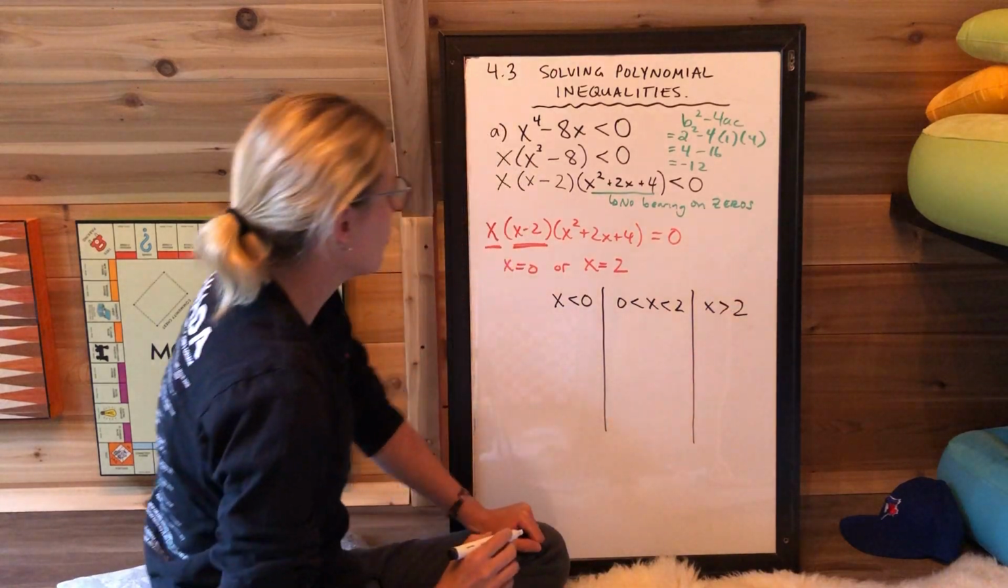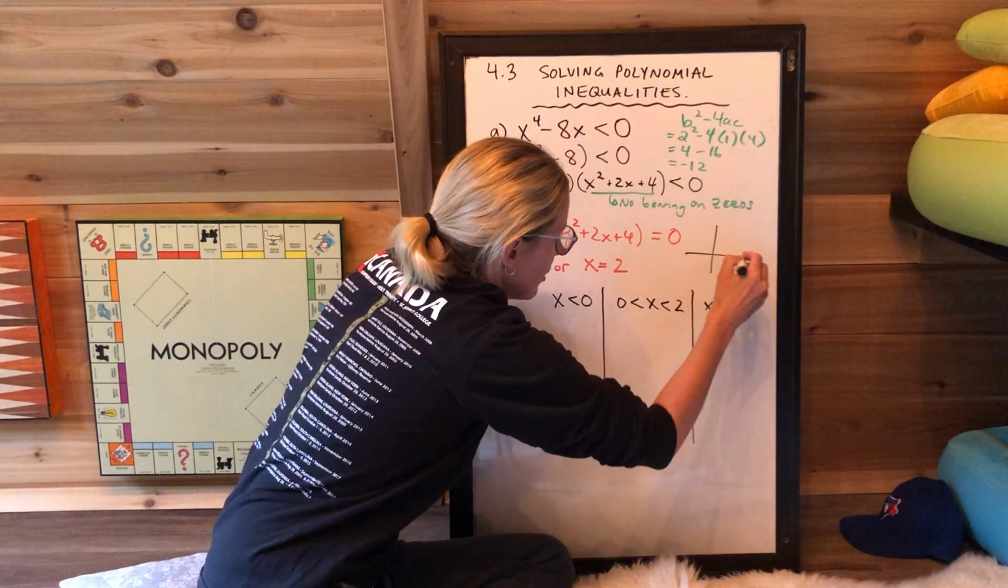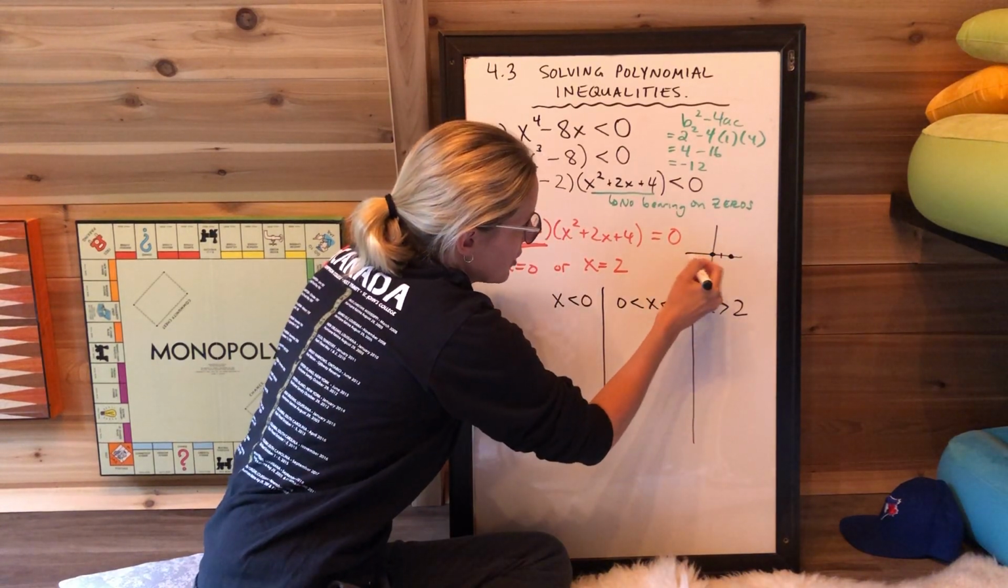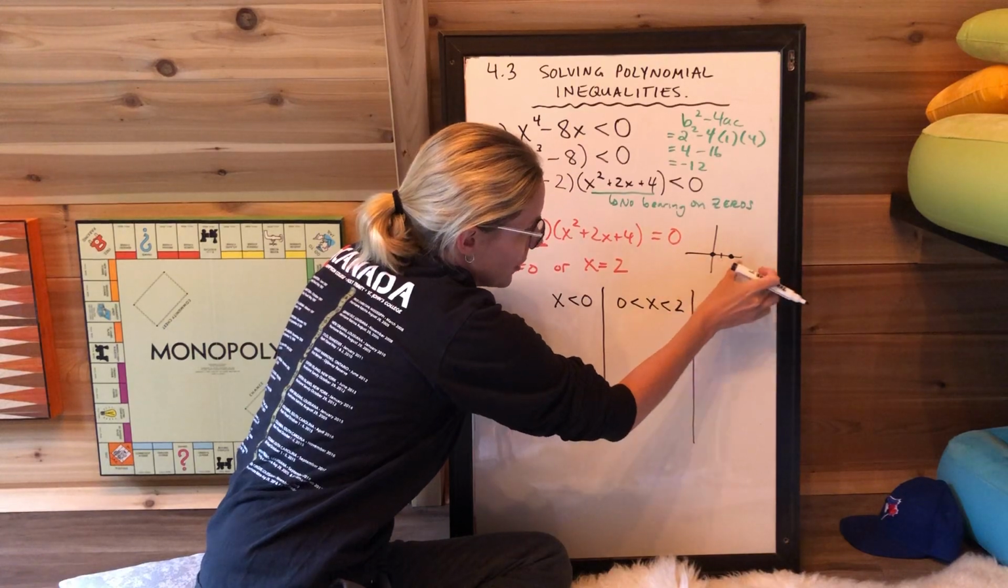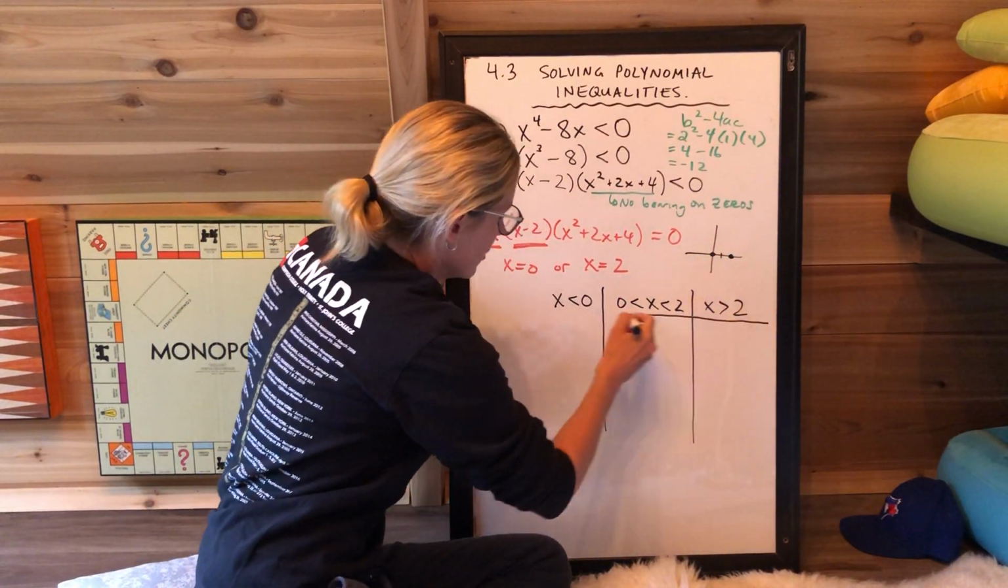Sometimes it's easier for people if they set up a little grid. So you see you have zeros right at 0 and right at 2. So you know your first interval has to be to the left, your second interval in the middle, your third interval on the right. You can do whatever you want.